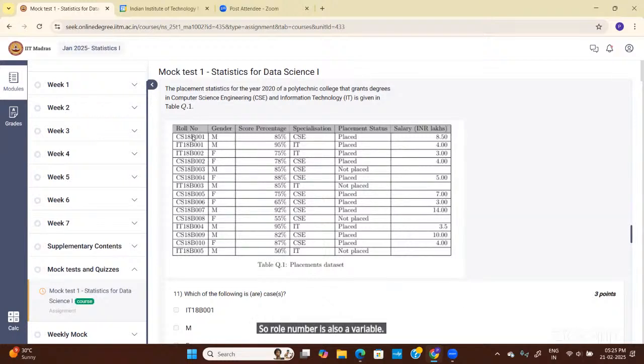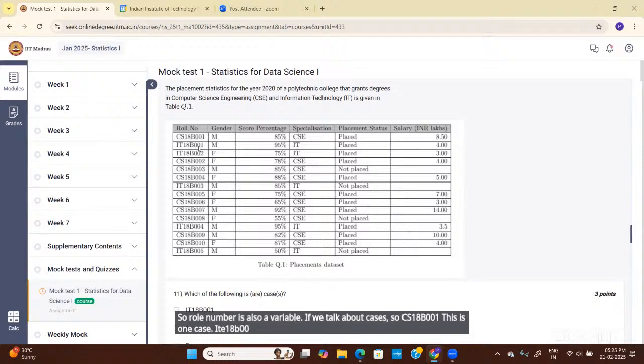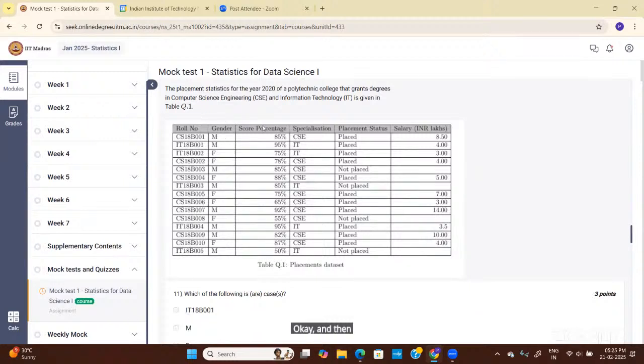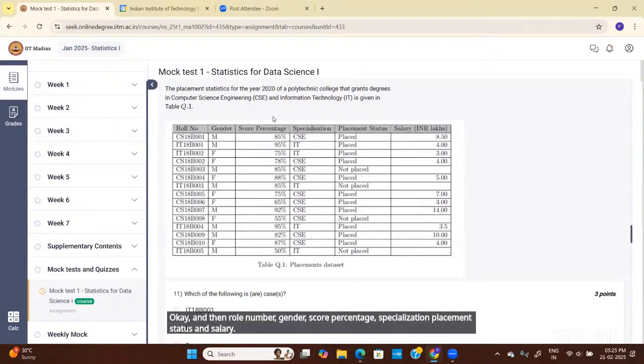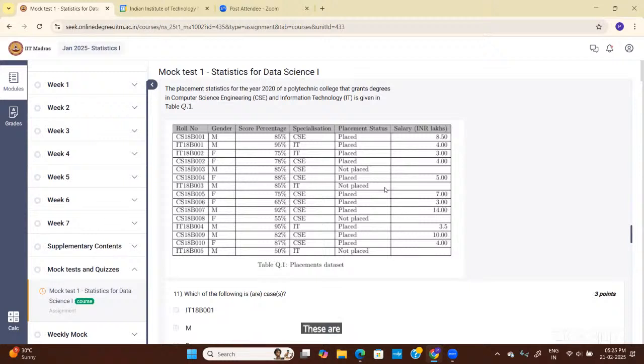If we talk about cases, CS18B001 is one case. IT18B001 is another case. These different values are our cases. And roll number, gender, score percentage, specialization, placement status, and salary are our variables. Now is it clear?